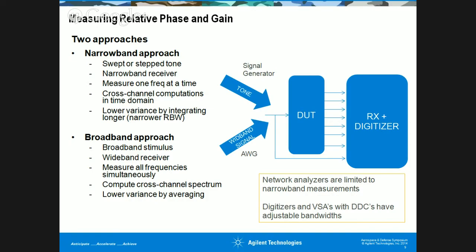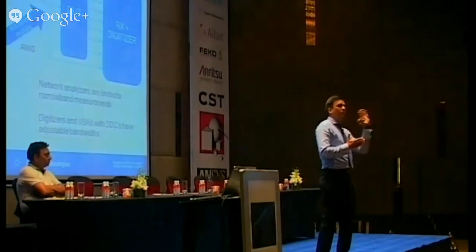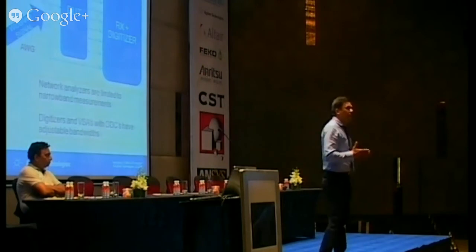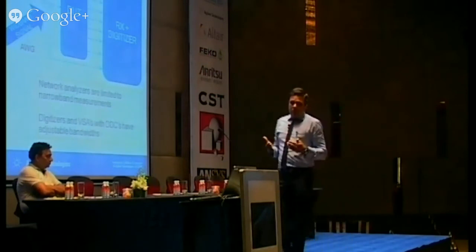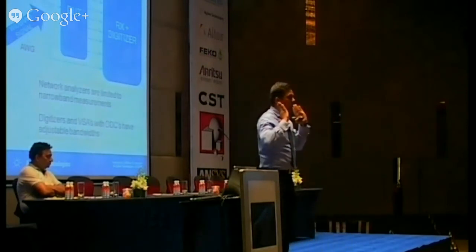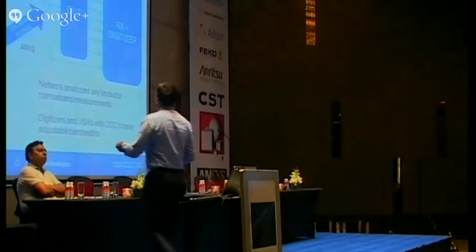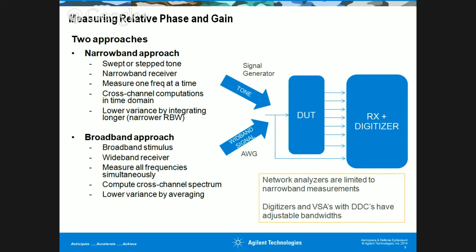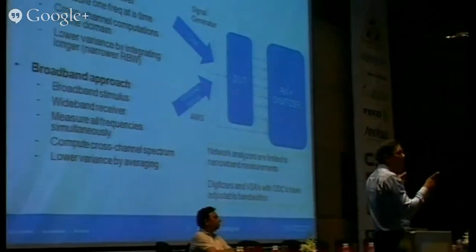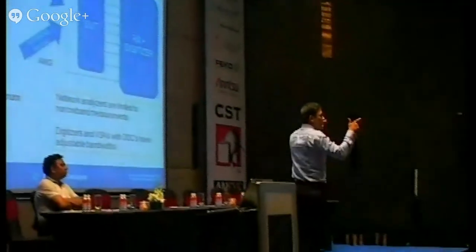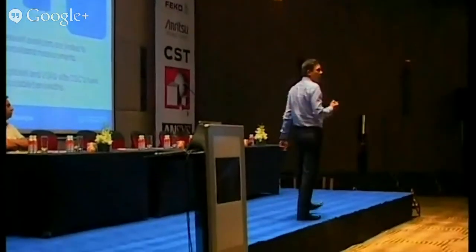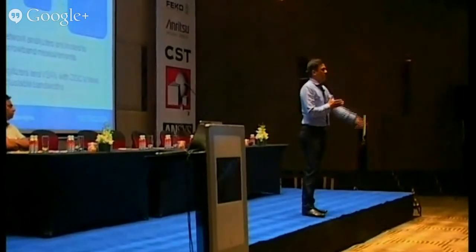What is a broadband approach? The broadband approach means you're giving a broadband stimulus, and when you're giving a broadband stimulus, you need to capture the whole of the broadband stimulus, so you require a broadband receiver. When you are having a broadband receiver, you capture all the frequencies together. When you capture all the frequencies together, you are able to compute the cross-channel spectrum. So we get the complete cross-channel spectrum, and hence by averaging this particular cross-channel spectrum, we can improve the accuracy of the measurements.